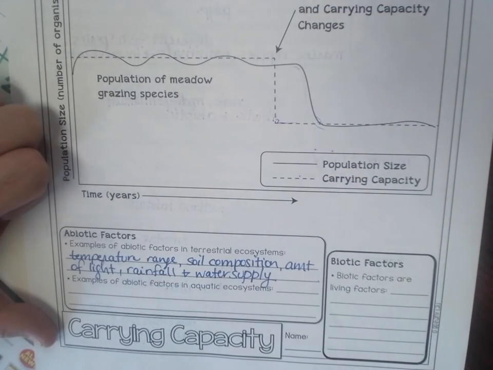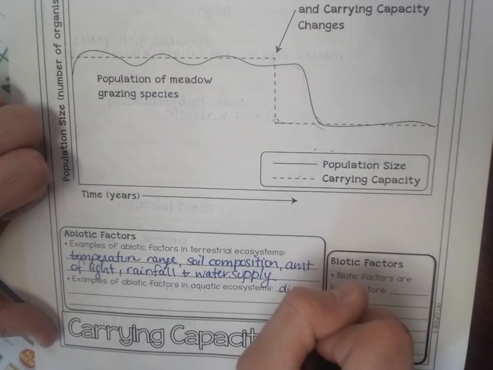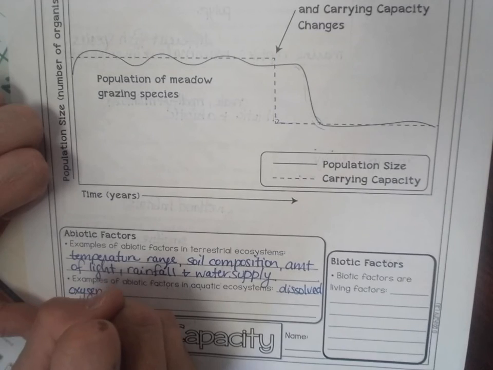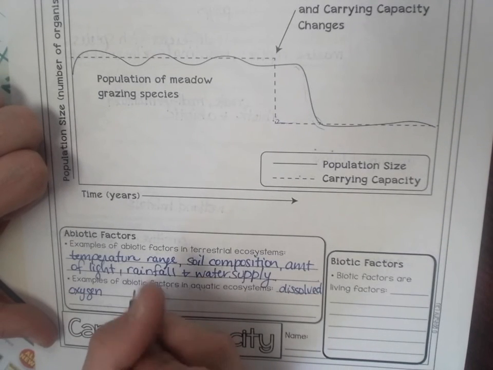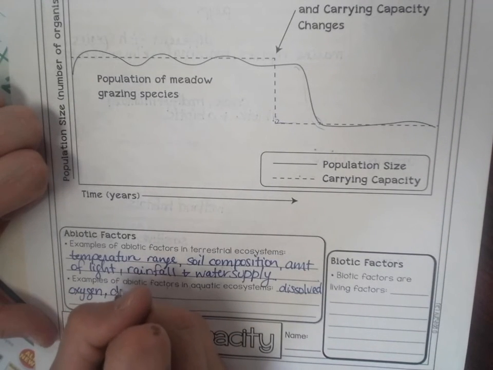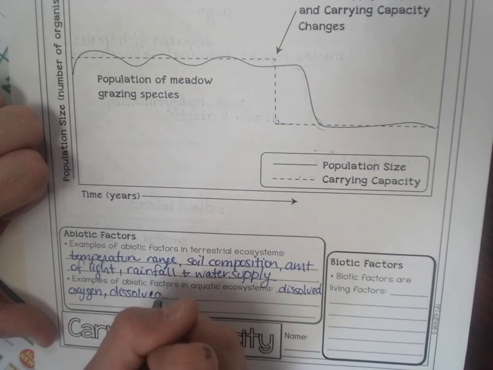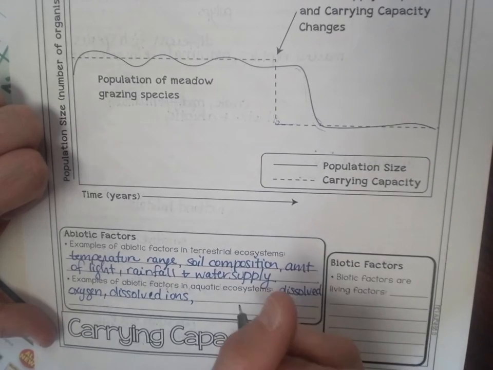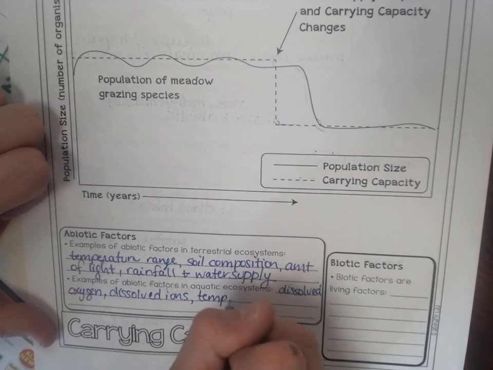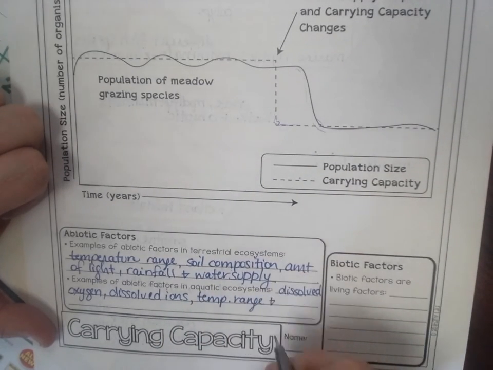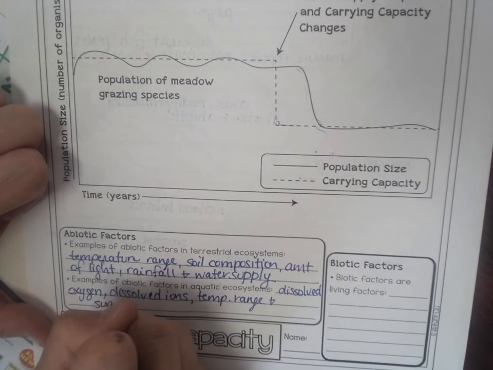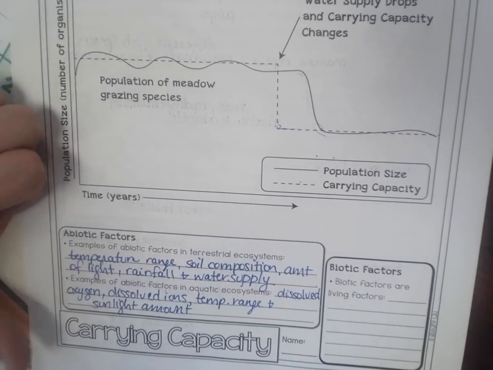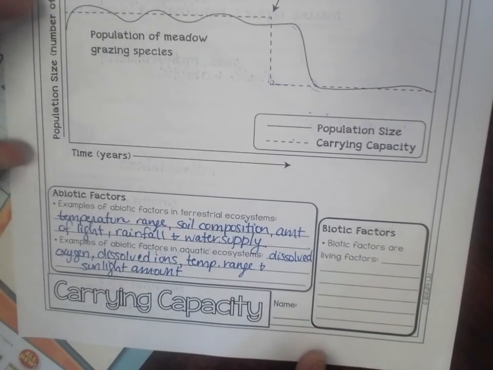Examples of abiotic factors in aquatic ecosystems would be dissolved oxygen, which remember you guys measured in our boat lab, and other dissolved ions, temperature range, and sunlight amount, which we also measured in our boat lab.